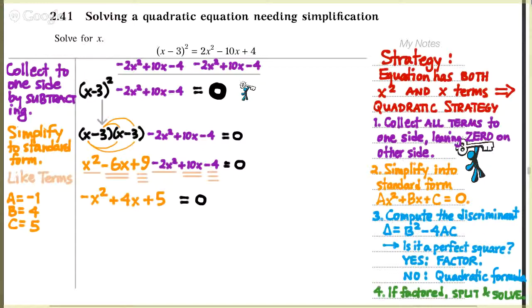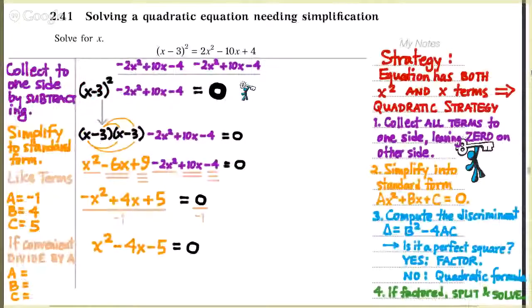One more thing that I usually like to do if I can get away with it, though, is to take the whole equation and divide it by that leading coefficient, divide it by the value of a. In this example, a is negative 1. It turns out to be really easy to divide something by negative 1. So I'm going to do that, and you'll see why that helps in just a moment. If I divide negative x squared by negative 1, I'll just get positive 1x squared. If I divide 4x by negative 1, I'll get negative 4x. And if I divide 5 by negative 1, I'll get negative 5.